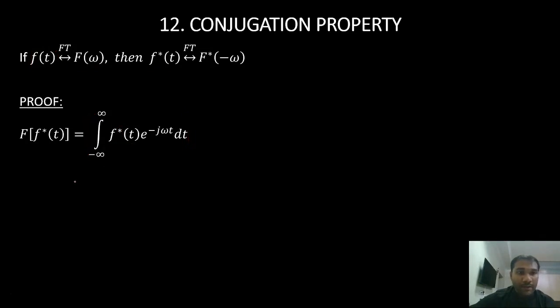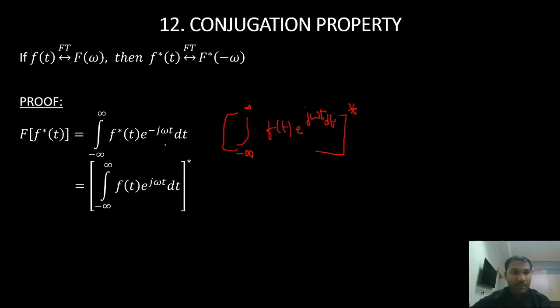I can write it as integral from minus infinity to infinity of f of t e power j omega t dt, whole conjugate. I can write whole conjugate, right? So if I take out the brackets, f of t will be conjugate, and e power j omega t conjugate is nothing but e power minus j omega t, right? So I can write this step.